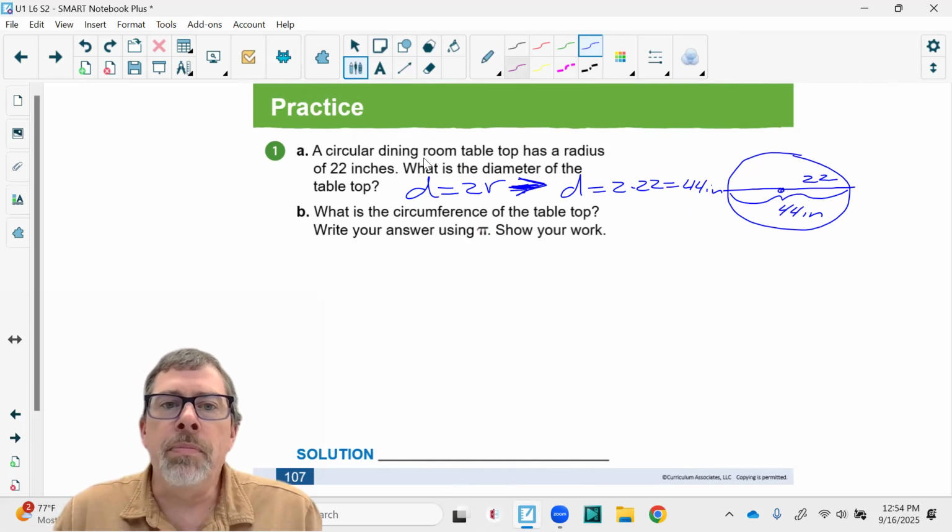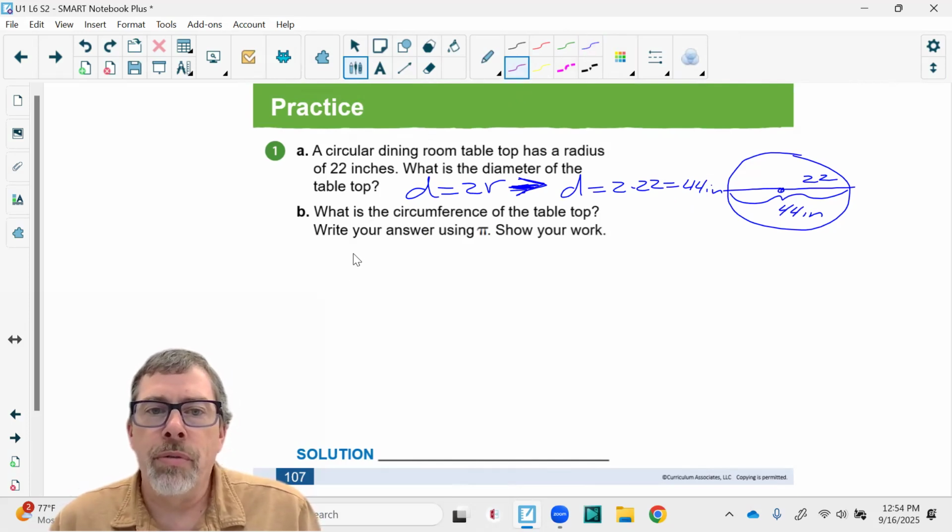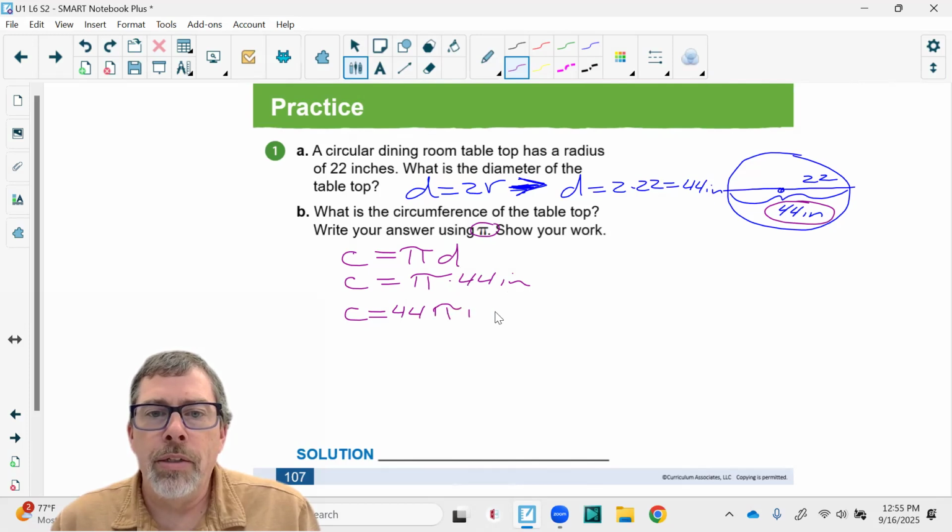B says, what is the circumference? Well, write your answer using pi. That's an exact. C equals pi d. C equals pi times 44 inches. So my answer is C equals 44 pi inches.